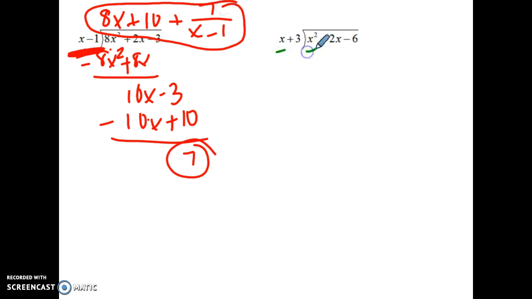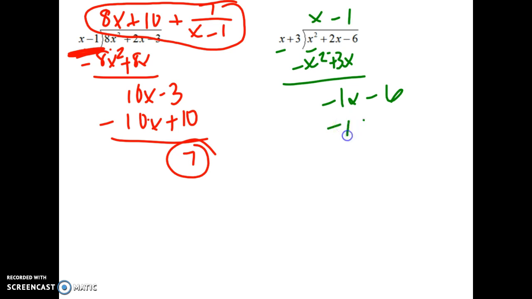So x into x squared, so that would just be x. That would give me x squared plus 3x. I subtract. That's going to give me a negative 1x minus 6. And that would be negative 1. So negative 1x minus 3. Cancel, cancel. That's going to give me a negative 3, which means negative 3 over x plus 3.